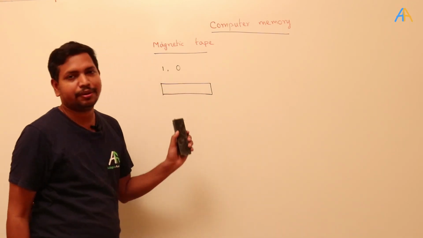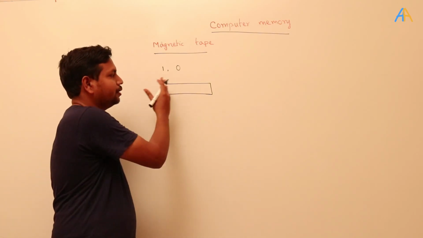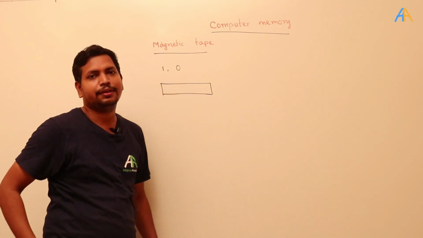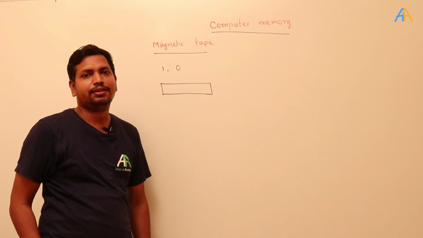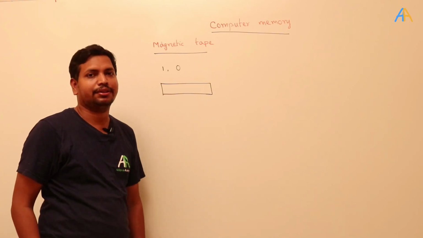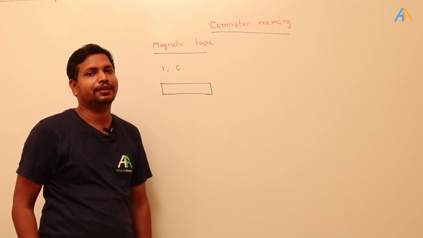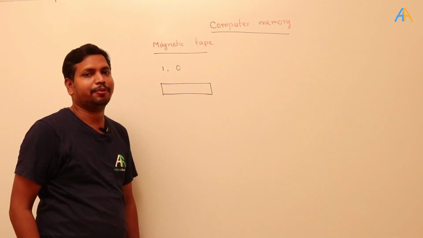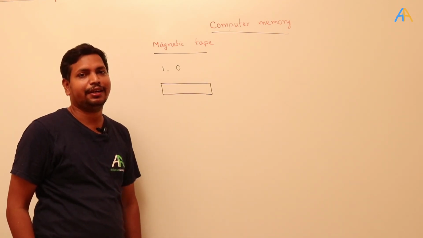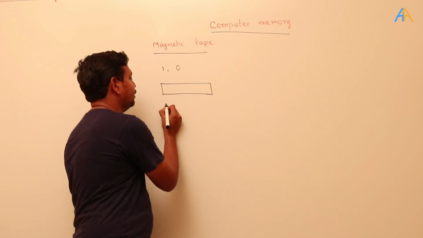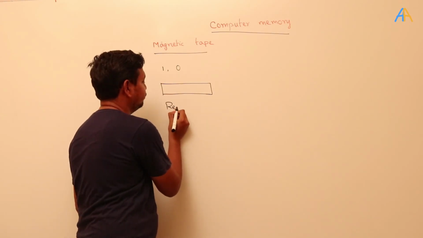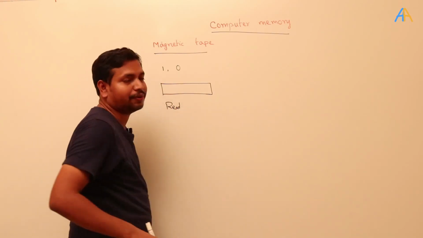Magnetic tapes are sequential devices. These are stored as zeros and ones. These can be used to store large amounts of data, because they are the cheapest in cost per bit. Magnetic tapes are classified depending on the read rate, how fast we can read it.